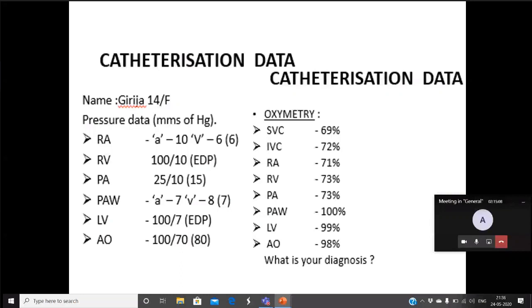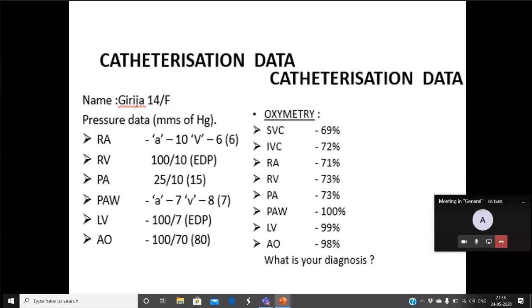Coming on to oximetry, SVC saturation is 69%, IVC is 72%, RA saturation is 71%, RV 73, PA is 73. So no significant step up at any of these levels. Then pulmonary artery wedge is 100%, LV saturation is 99%, and aortic saturation 98%. That is also normal.